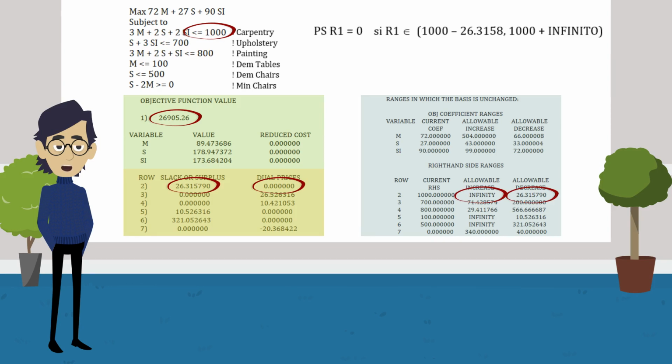Those answers assure us that the shadow price of the first resource is 0 in the interval 1000 minus the allowable decrease and 1000 plus the allowable increase. That is, the shadow price of the first resource is 0 if the availability of the first resource varies between 973.68 and infinity.